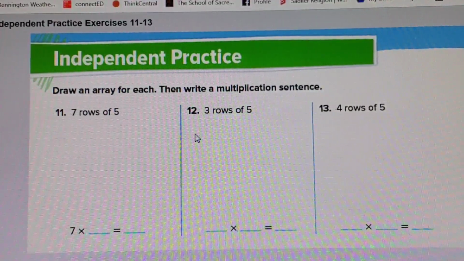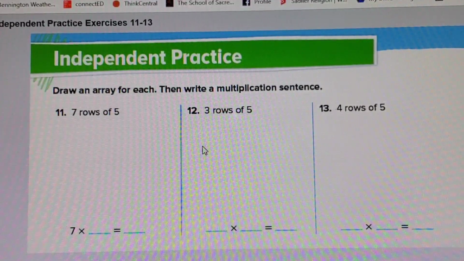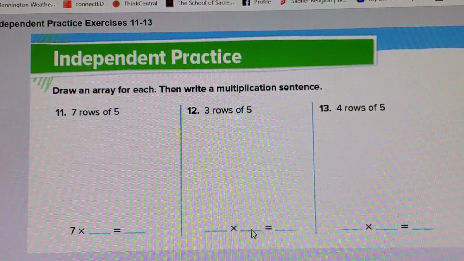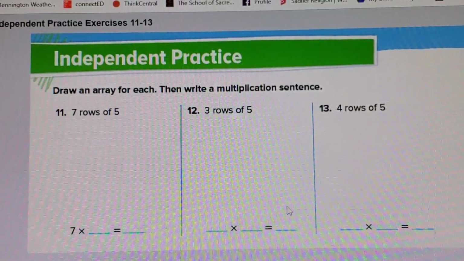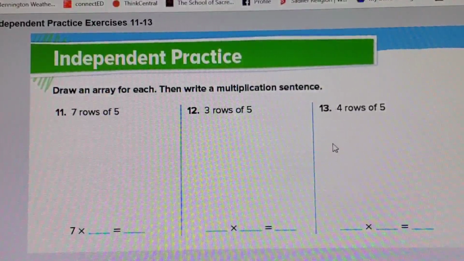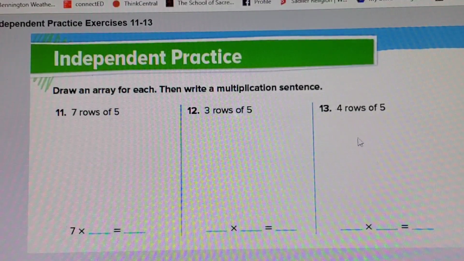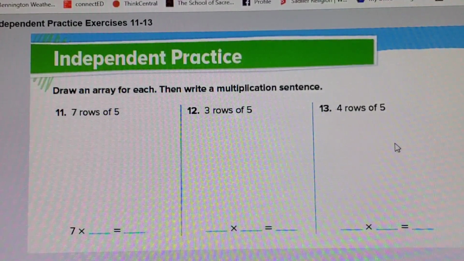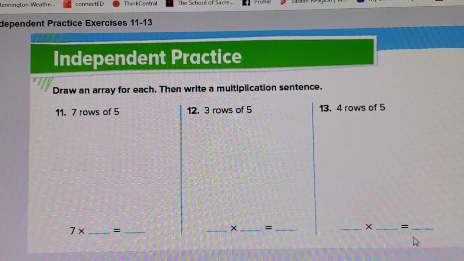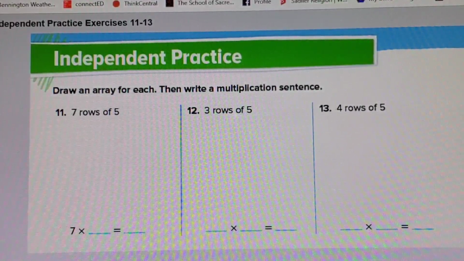3 rows of 5, 1 row, 2 rows of 5, 3 rows of 5. 3 rows times 5 in each row equals, and you can skip count to find the answer. 4 rows of 5, draw 1 row of 5, 2 rows of 5, 3 rows of 5, 4 rows of 5. 4 times 5 equals, and you skip count for the answer.